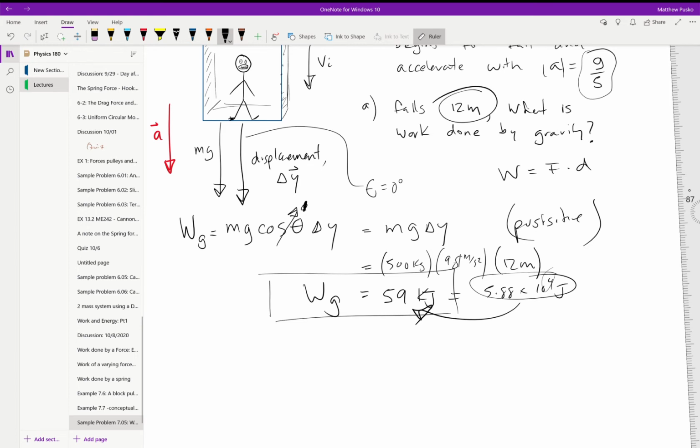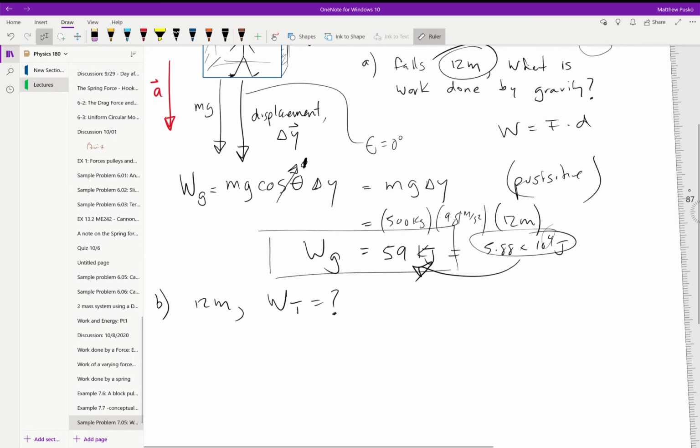Now they say during that 12-meter fall, so it still fell 12 meters, what is the work from the tension of the cable? The tension's pulling upwards, so if we have mg going down, our tension is going upwards. So let's use that and do Newton's second law. And say we have a tension pointed up and mg going down, and that's going to equal the mass times the acceleration of the whole system, or the whole elevator and the person inside.